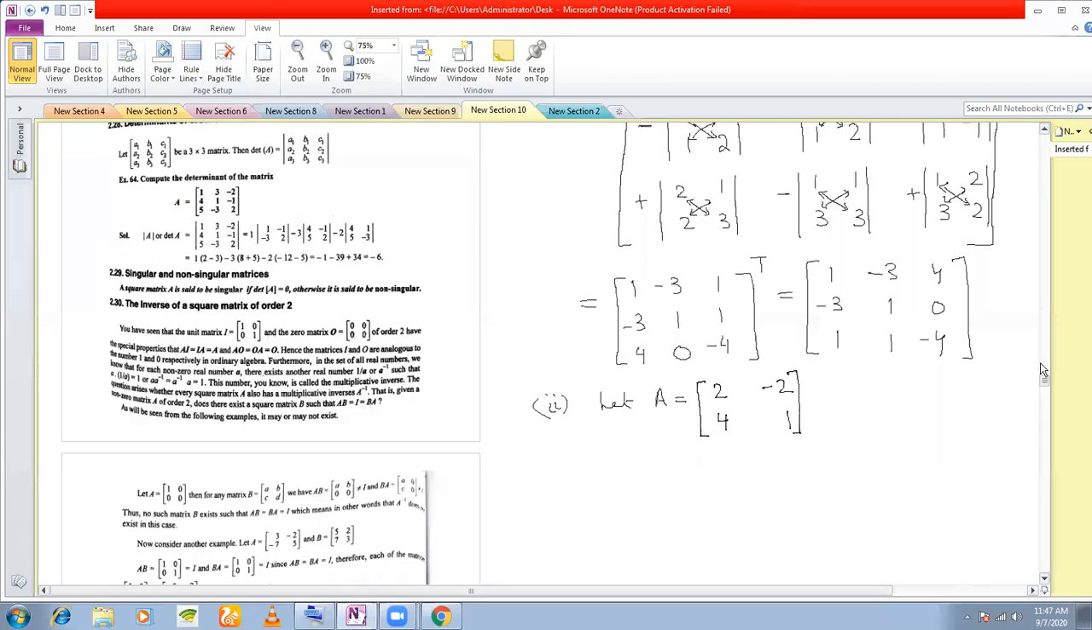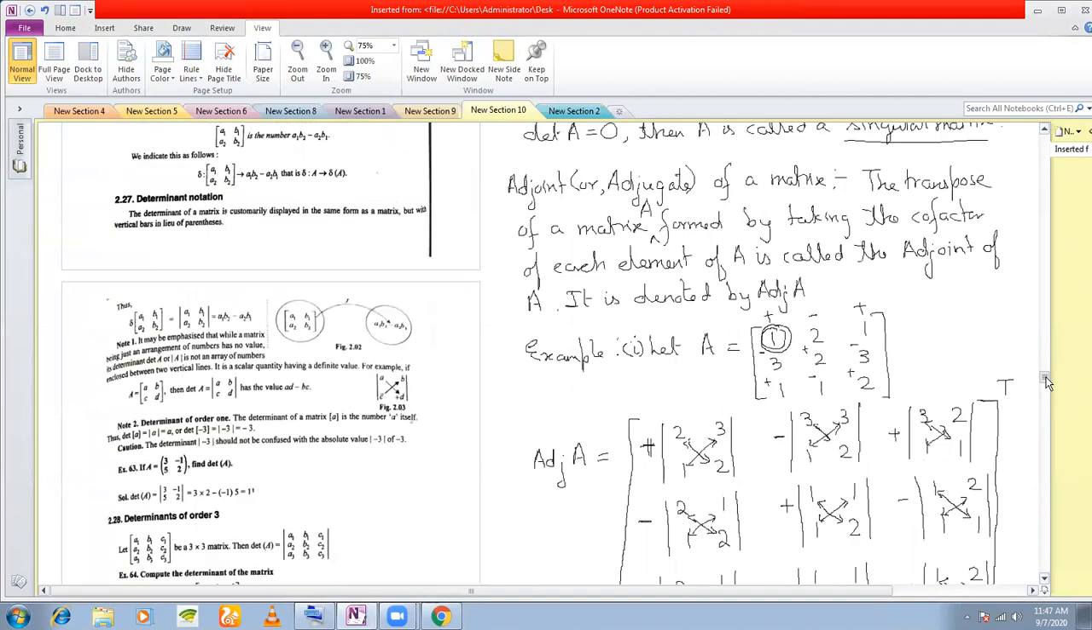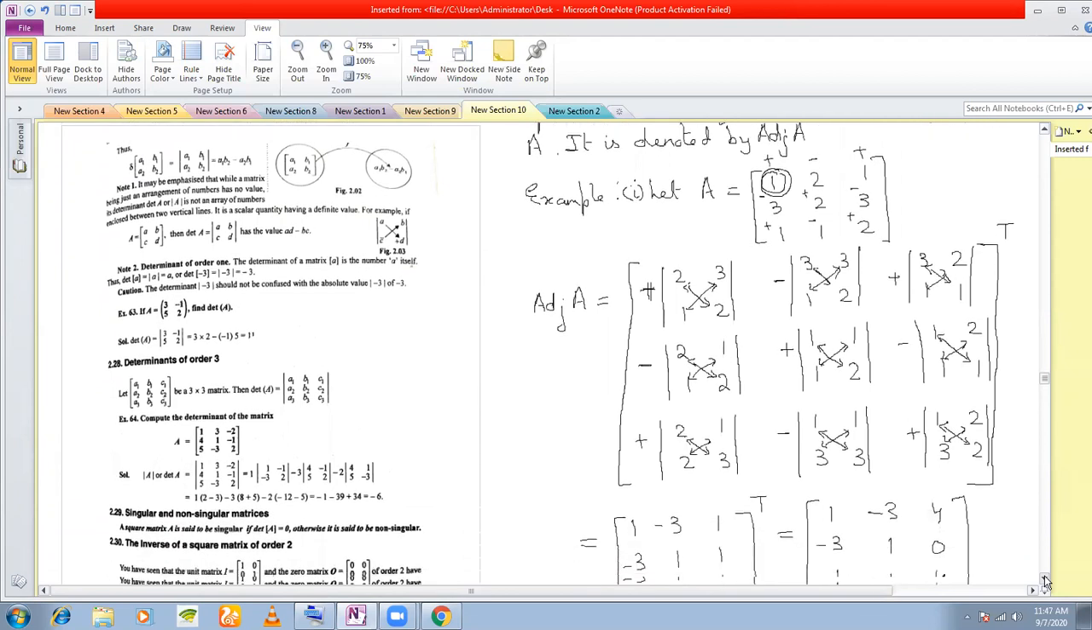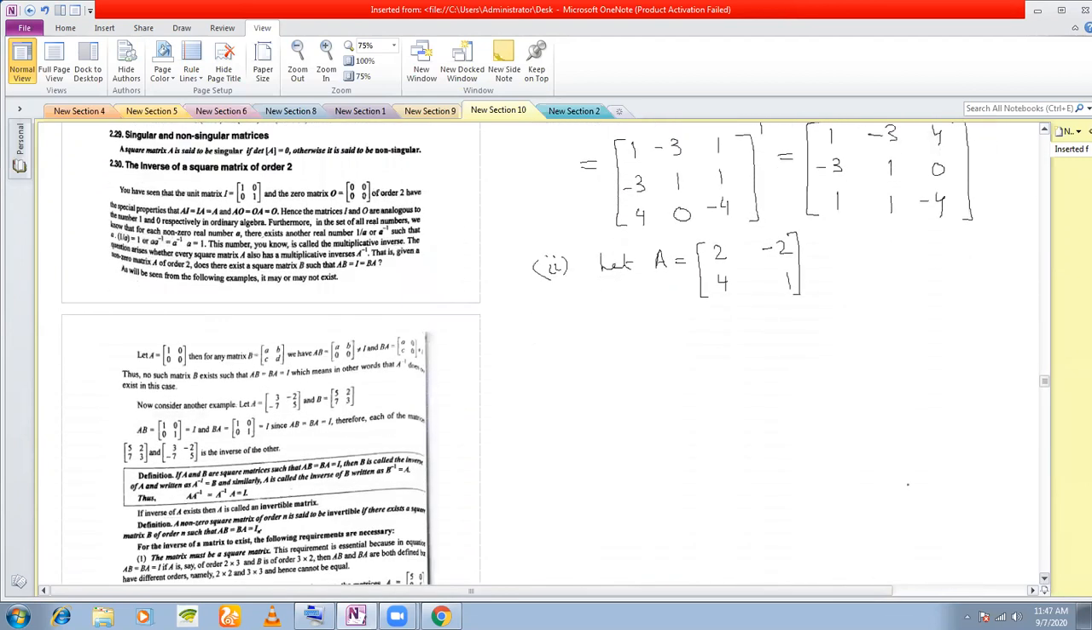In the last session, I had shown you how to find the adjoint of a matrix A for a 3 by 3 matrix, a matrix of order 3. This time I'm going to show you how to find the adjoint of a 2 by 2 matrix, a square matrix of order 2. Finding the adjoint of a 2 by 2 matrix is very easy compared to order 3.